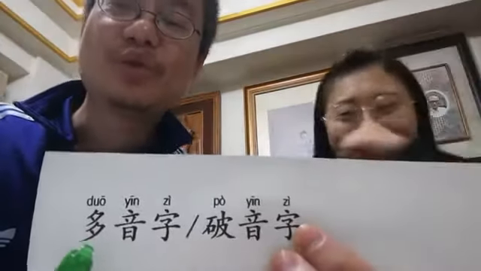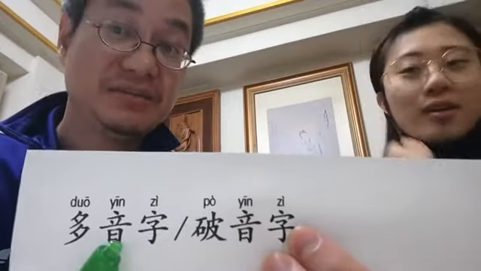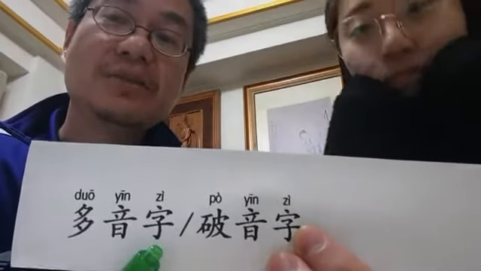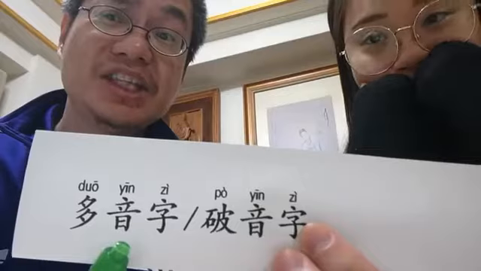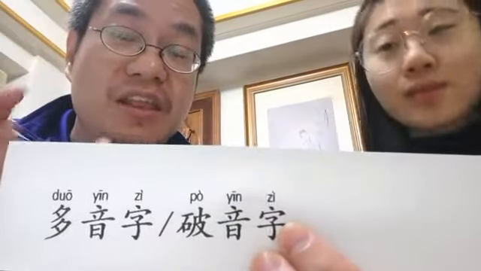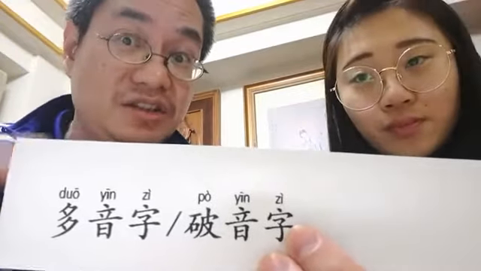多 means many, right? 音 is like pronunciation, like your voice, your pronunciation. 字 means word. 多音字 means many pronunciation word. So that means a Chinese word with different pronunciations. And we have this in Chinese, okay?